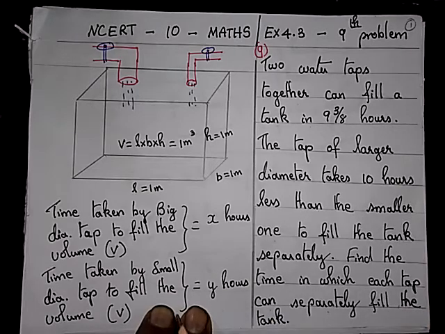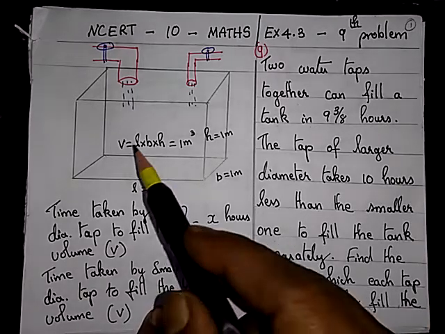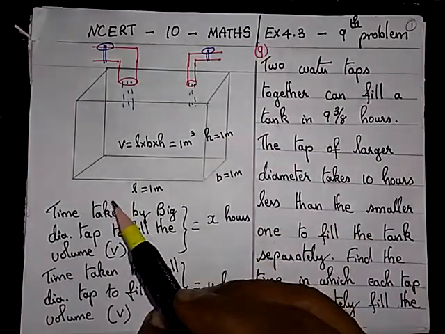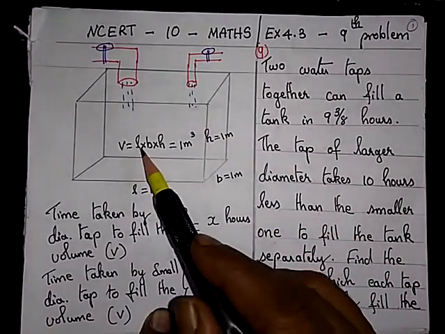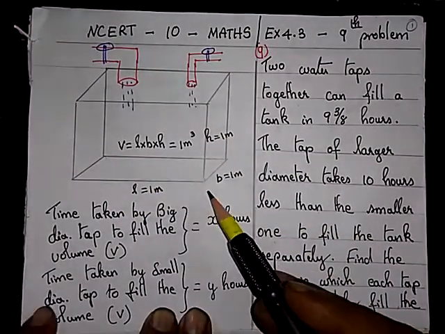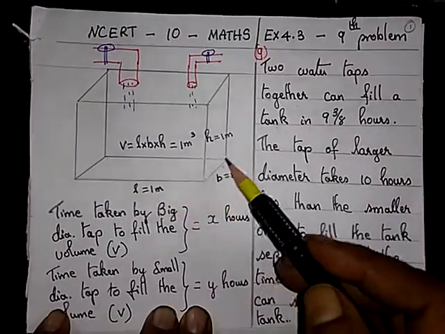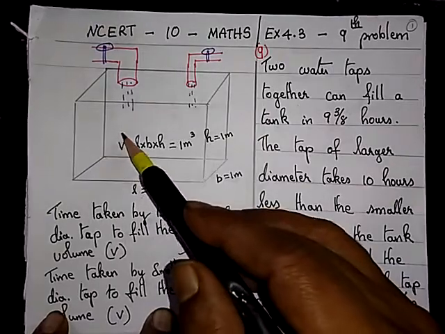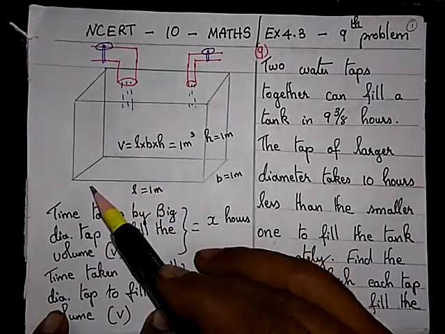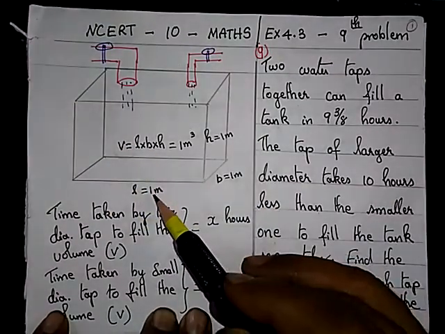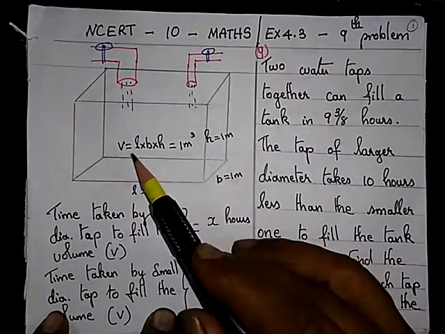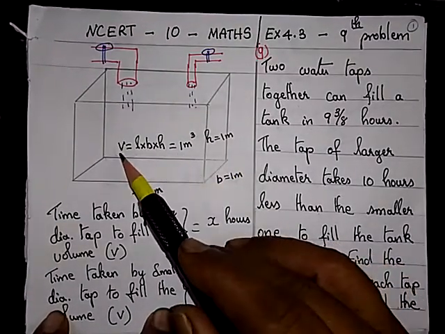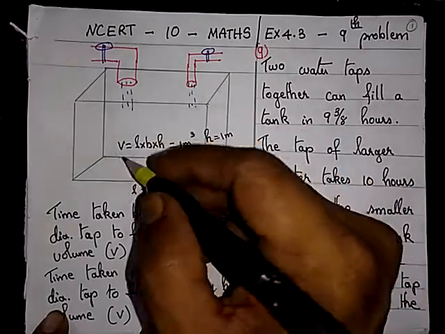This is the question. So, assume this is the tank. The volume is length into breadth into height. Assume all are 1 meter. In that case, it will be 1 meter cube. I am calling this V. It can be anything; for example, I have taken 1 meter, 1 meter, 1 meter. So V is equal to 1 meter cube, or generally you can call it V.